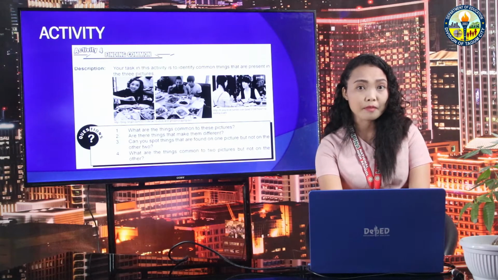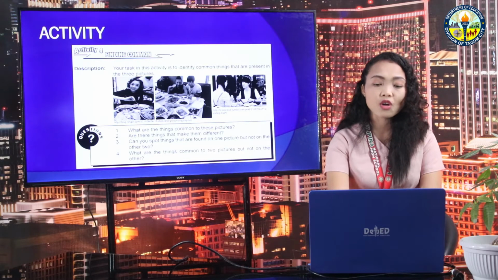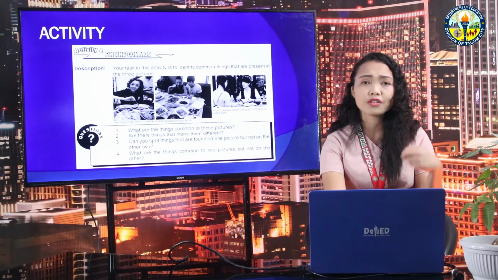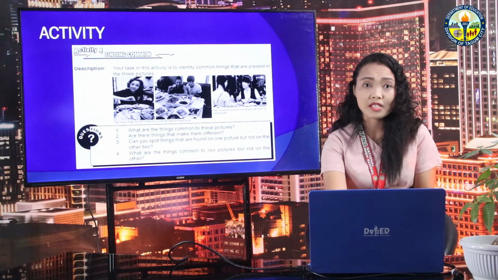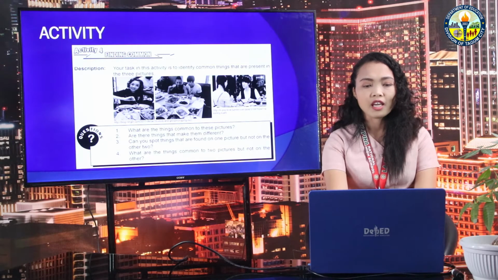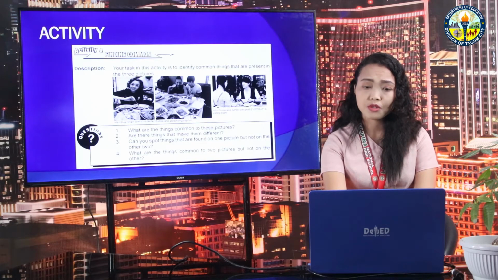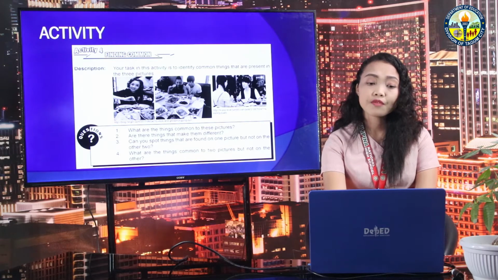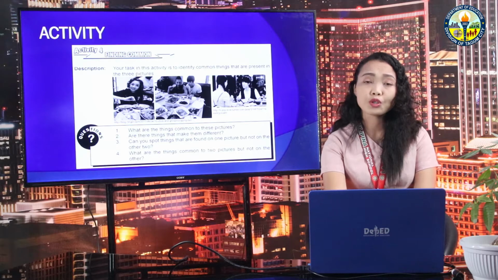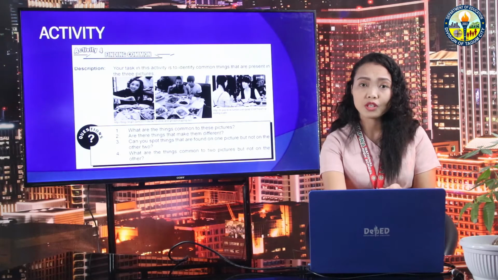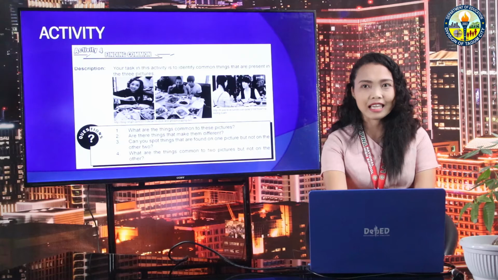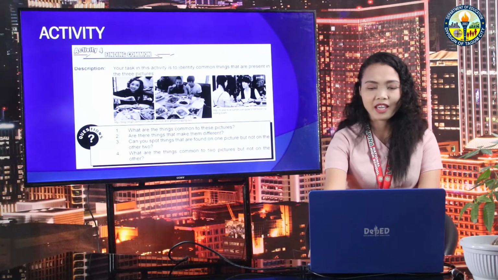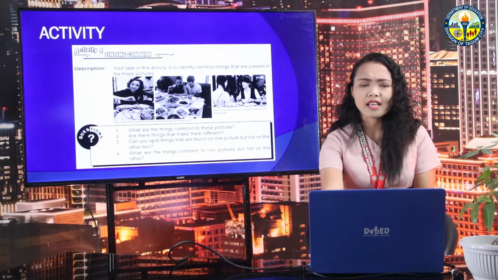Meron ba silang pagkakaiba? And what are the things common to 2 pictures but not on the other 2? Meron din ba silang common? Okay, if you're going to compare the 3 pictures, you've noticed that the first picture shows the girl is eating alone. But in the second and the third picture, they are eating together. Okay, so we can now apply this idea to our topic for this morning.